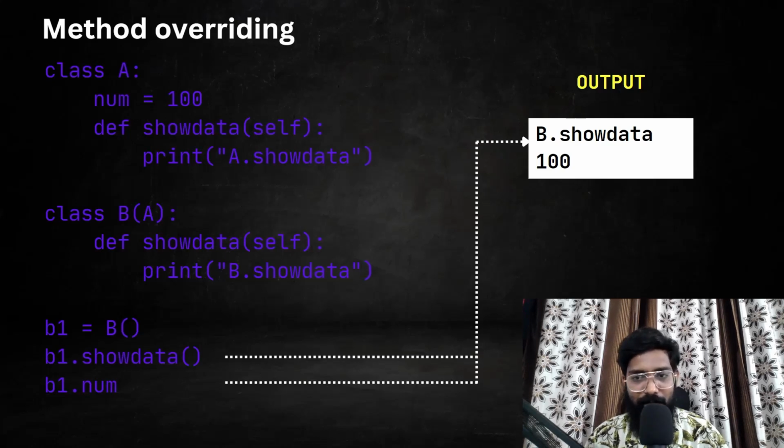So it will have only one method show_data and one attribute, num, which is 100. When we call b1.show_data, it will print b dot show data as a message, and when we do b1.num, it gives 100. You can say this is single level inheritance, an A to B relationship. So method overriding is possible, but it applies only to the child class. We are overriding things in the child class. So let's see the practical implementation of this.